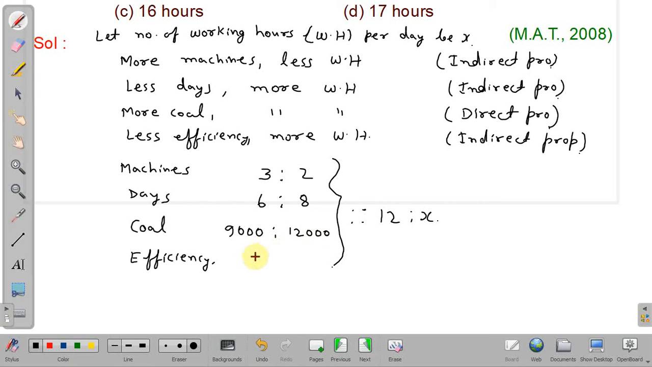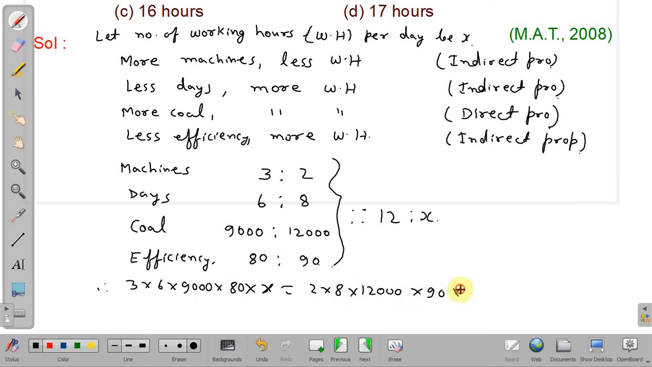Okay, next one is efficiency. It is also indirect proportion. So 80 will be here and 90 will be here. Now we will apply the rule of proportion, that is product of extremes. So 3 into 6 into 9,000 into 80 into x will be equal to product of means, that is 2 into 8 into 12,000 into 90 into 12.